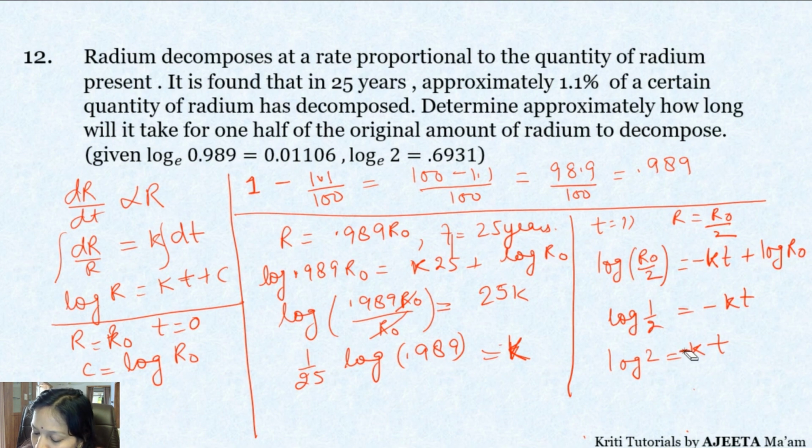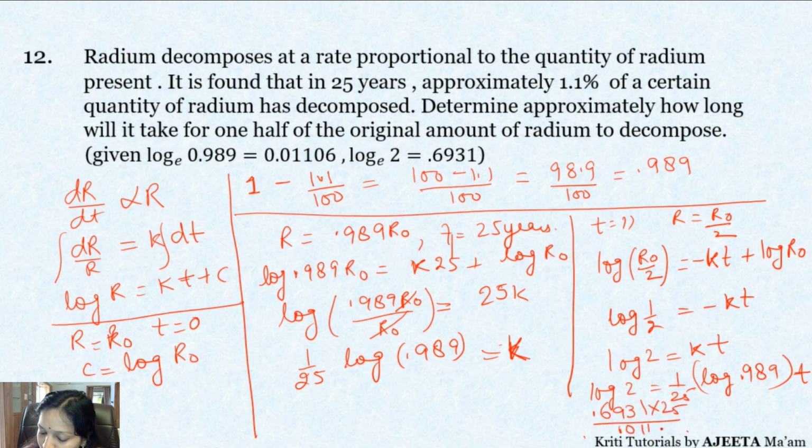Okay, now log 2 it will become, because minus sign we have taken to this side. So log 2, and what is the value of k? 1 upon 25 log of 0.989. Now we will put the values of log 2 and log 0.989. So what will you get? 0.6931 into 25 upon 0.01106. If I remove the decimals, one more zero will come in the numerator. So this is the value of t.